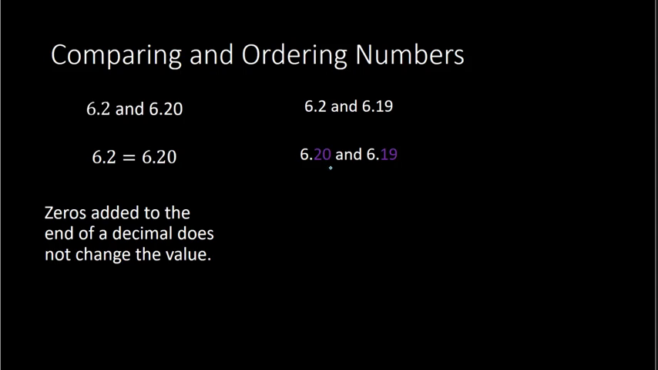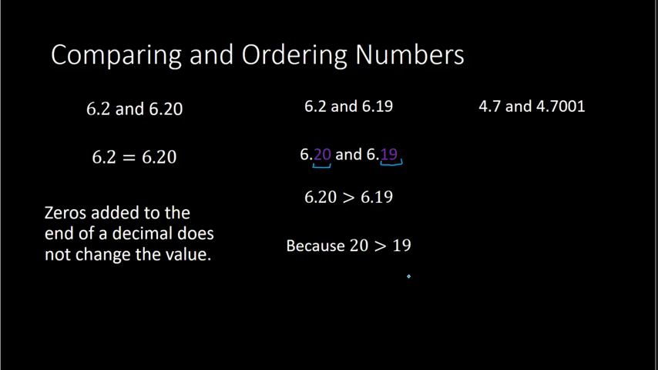So now we have two digits after the decimal point for both numbers. So now what I can do is compare those decimal components. So 20 is bigger than 19. So 6.20 is bigger than 6.19. So we can use the greater than symbol to show that 6.20 is greater than 6.19. And again, that's because 20 is bigger than 19.